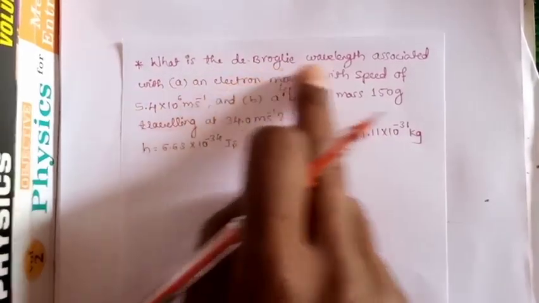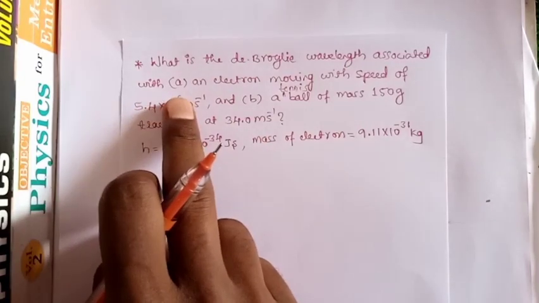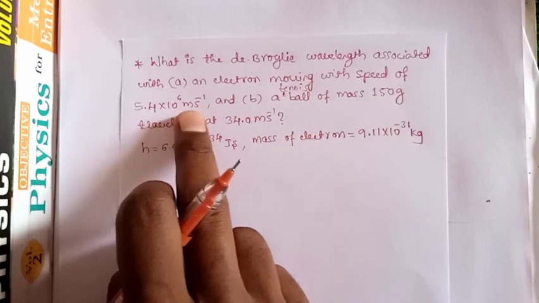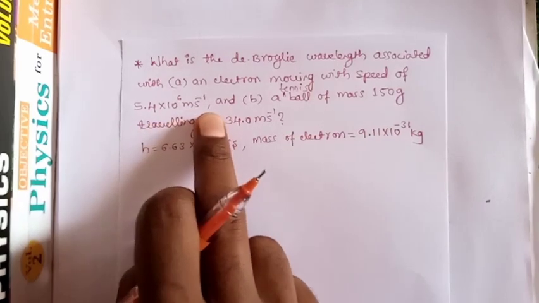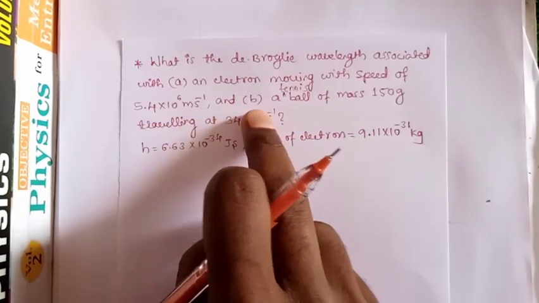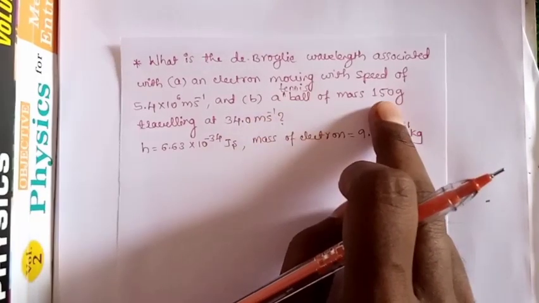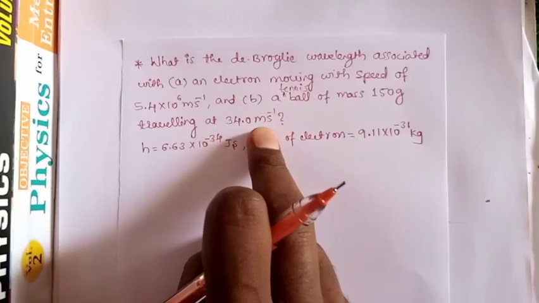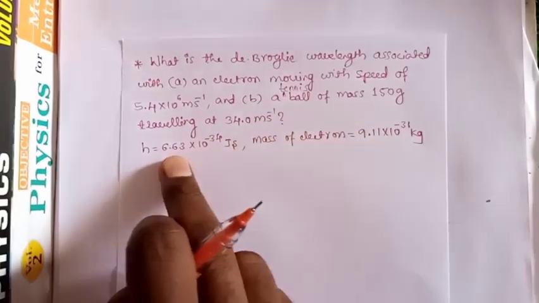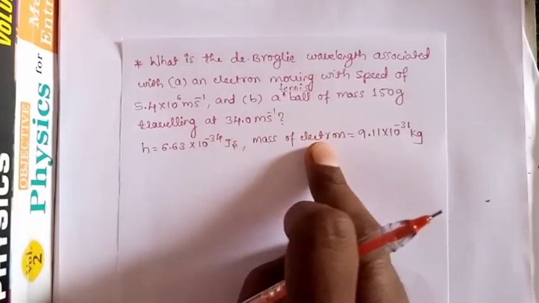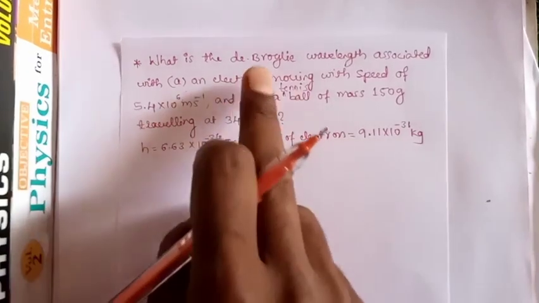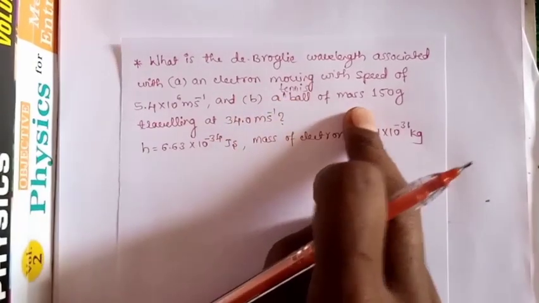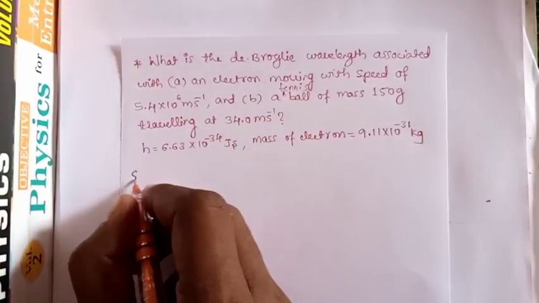What is the de Broglie wavelength associated with the first one, an electron moving with a speed of 5.4 × 10^6 meter per second, and the second one, a tennis ball of mass 150 gram traveling at 34.0 meter per second? Okay, so here Planck's constant is given and the mass of the electron is given. Then how to find the de Broglie wavelength associated with an electron and a tennis ball? So listen here, solution.